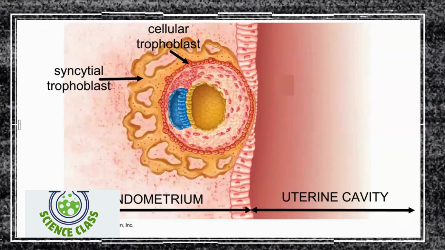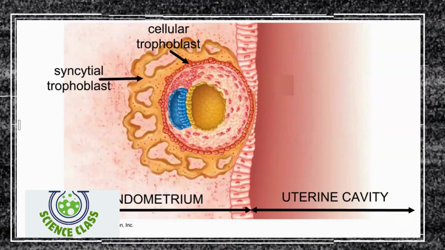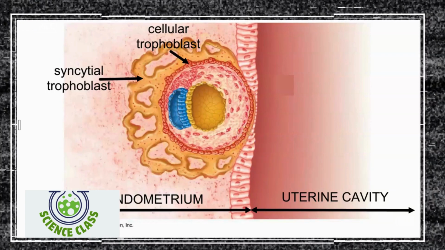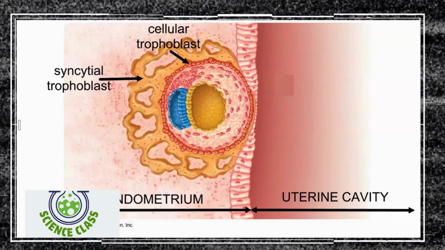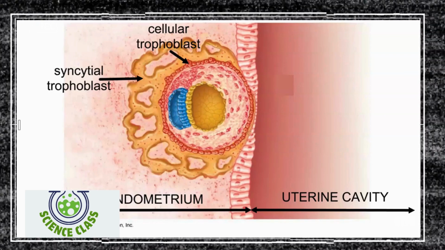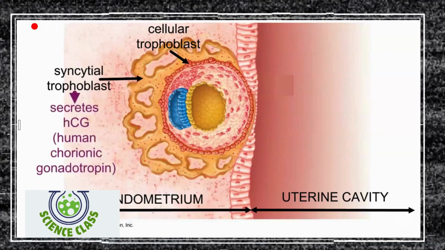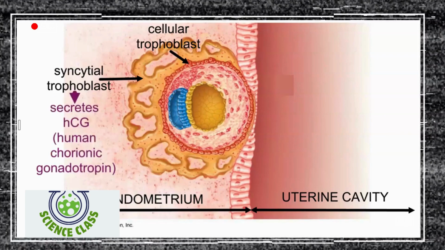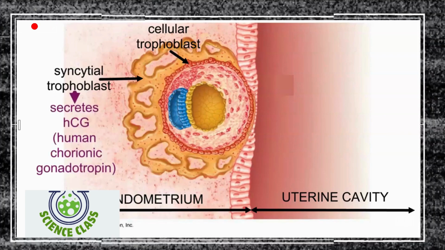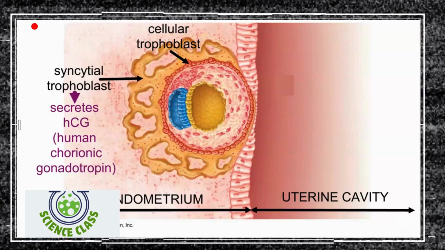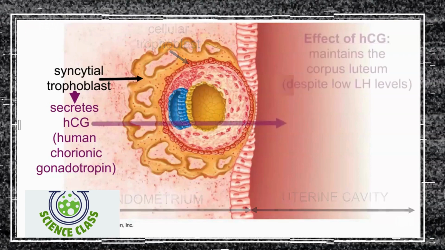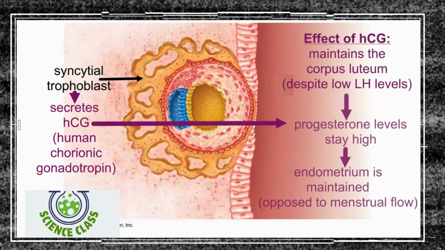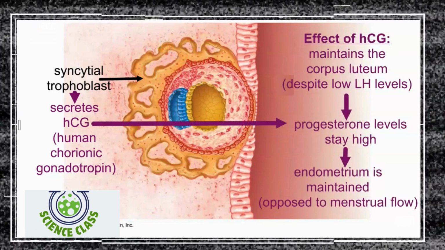In addition to aggressively invading the endometrium, the syncytial trophoblast is doing something else that we can't see. It's producing a hormone called human chorionic gonadotropin, or HCG. HCG is the pregnancy hormone that is going to sustain the life of the corpus luteum. It's going to sustain the life of the corpus luteum so that progesterone levels remain high.